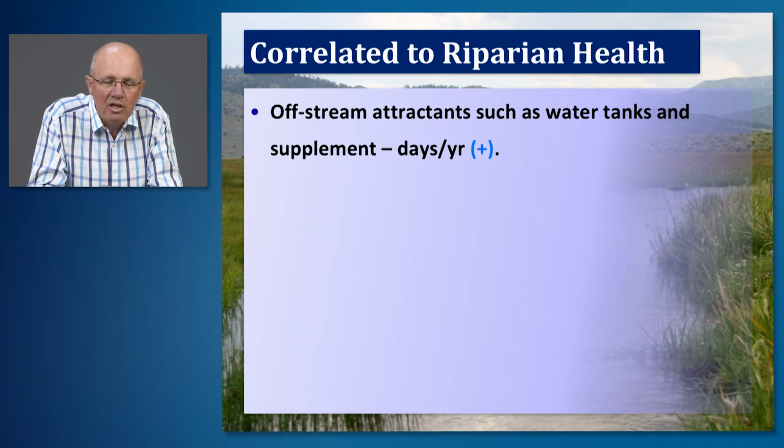First, the use of off-stream attractants such as water tanks and supplements was positively correlated. So the number of person days per year that a manager invested in making sure that livestock could find drinking water, that they were maintaining drinking water sources, or placing supplements such as salts away from riparian areas to attract livestock to those non-riparian areas to spend more time there, less time in the riparian area, and thus reduce impacts, was positively correlated. It was the amount of effort.